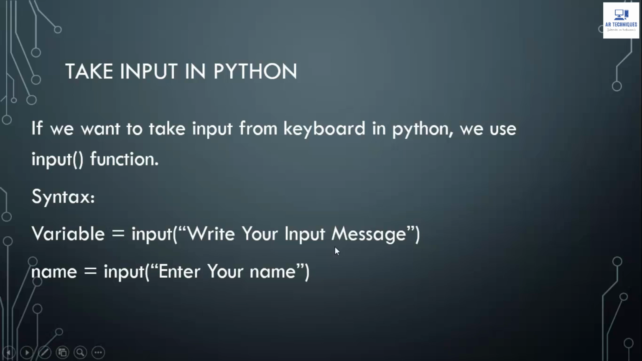For example, I write a variable and equal to input. Write your input message in this double quote. Now I write name is equal to input, "Enter your name." It will ask "Enter your name" on the screen and we will write our name on the screen. Then this name will be stored in the name variable. I will explain it later with an example in PyCharm.